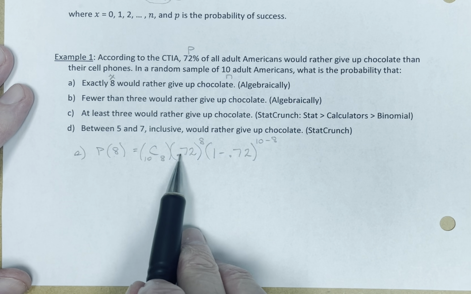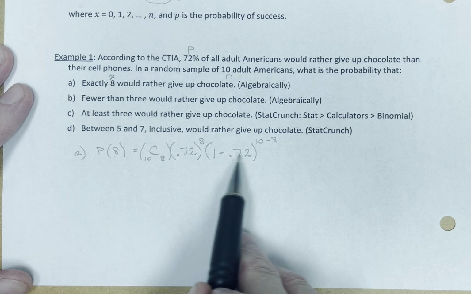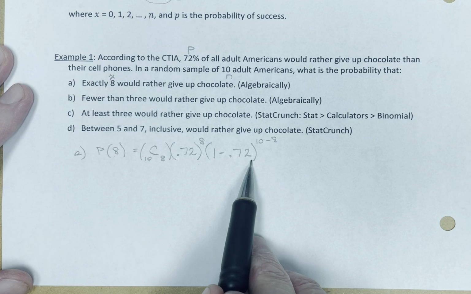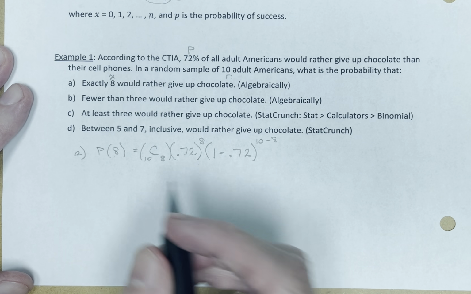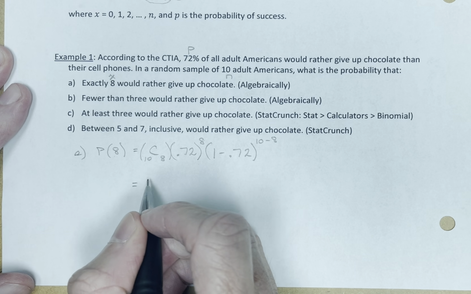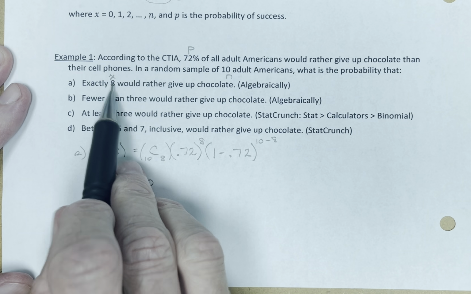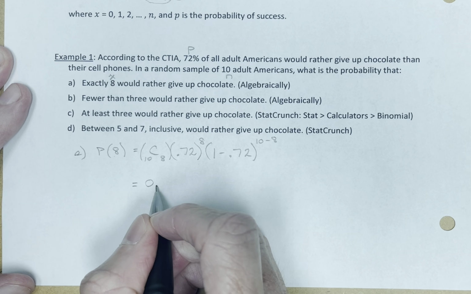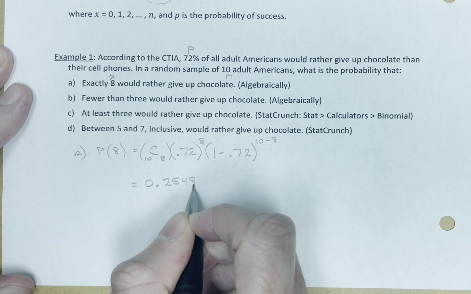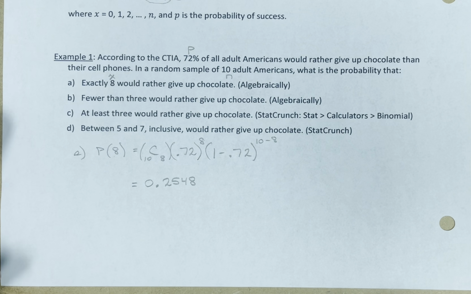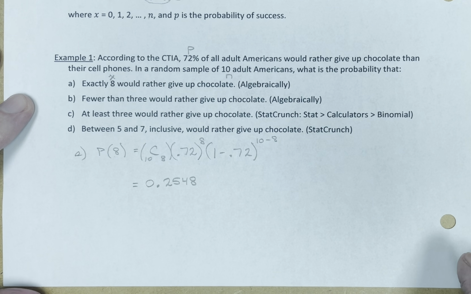Then you multiply this times 0.72 to the 8th, and then multiply that times 1 minus 0.72 to the, in this case, second power, because 10 minus 8 is 2. You do all that, and the probability that exactly 8 say they'll give up chocolate is 0.2548, about 25%. So 0.2548 is the probability.